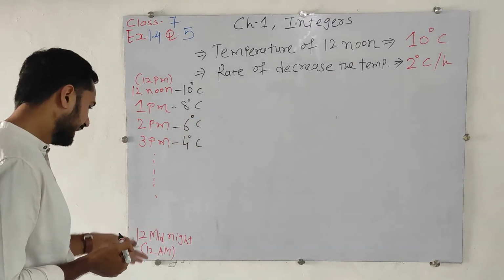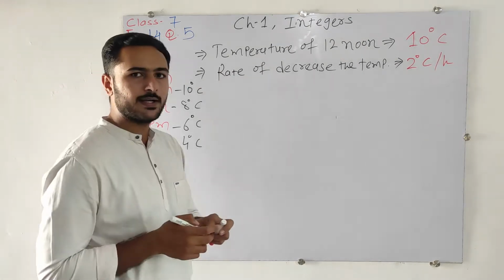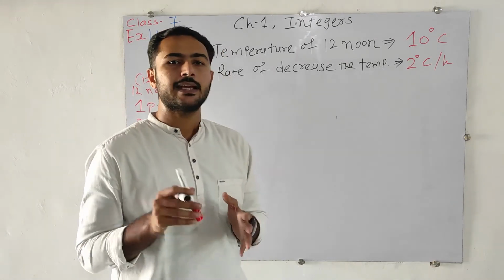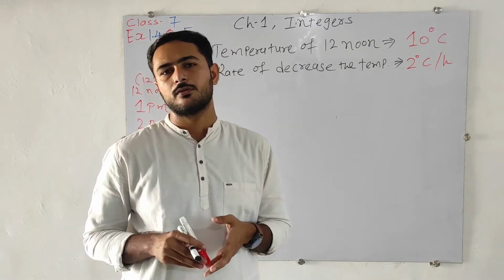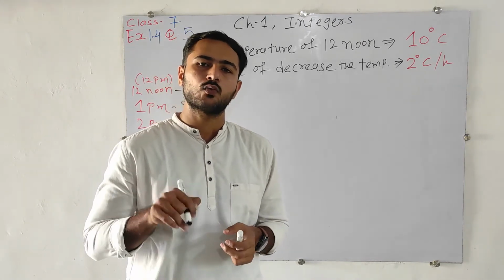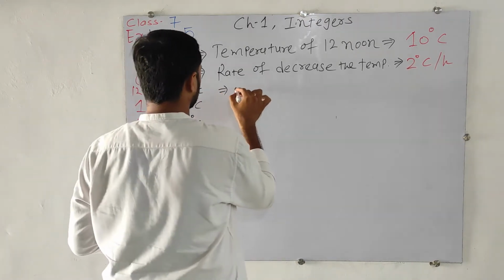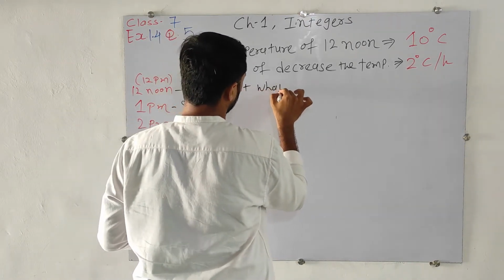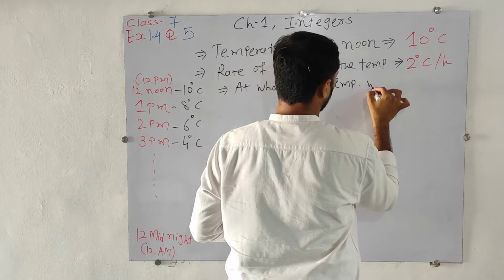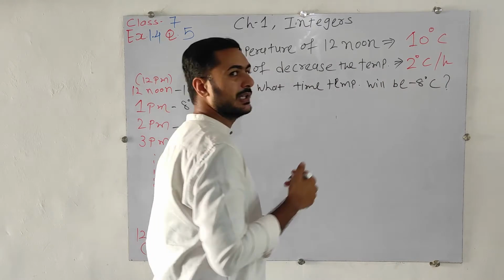Now by that we have to find out the temperature for 12 midnight. But the first question is, we have to find out at what time the temperature will be minus 8 degrees Celsius. Is it minus 8 only? Yes, that's minus 8 only. So we have to find out for minus 8. So the question is, at what time the temperature will be minus 8 degrees Celsius. Okay, so we have to give the answer for that.